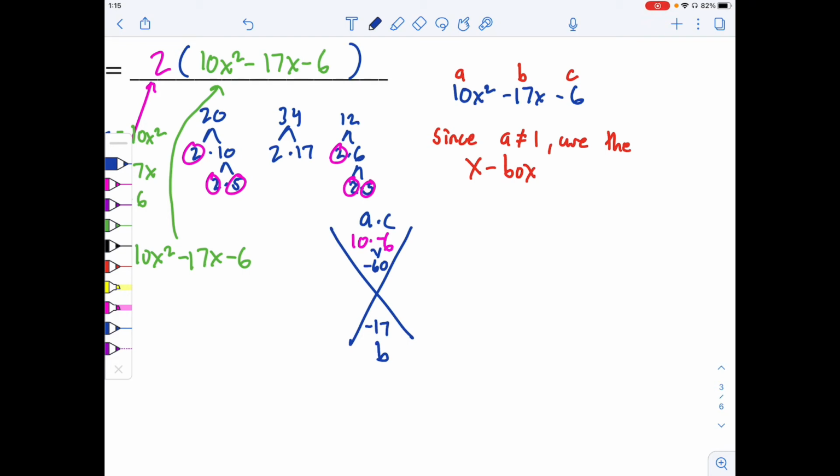Okay, and then we find our factors of negative 60 to add to negative 17. So let's break that down. All right, so we have 1 times negative 60. That doesn't add to negative 17. 2 times negative 30. No. 3 times negative 20. That works, because this is negative 60, and then 3 plus negative 20 is negative 17. So our two numbers are 3 and negative 20. These others didn't work.